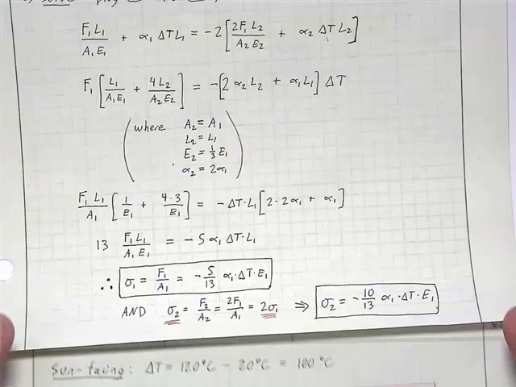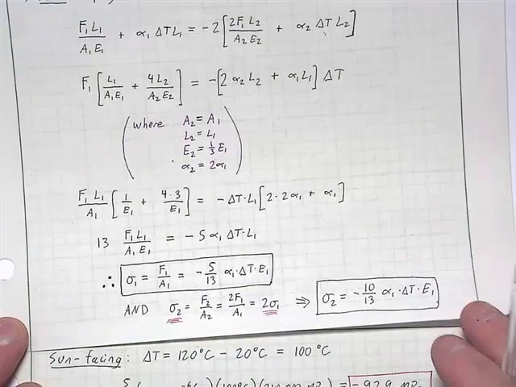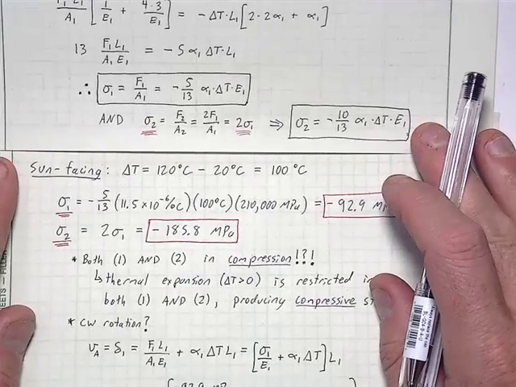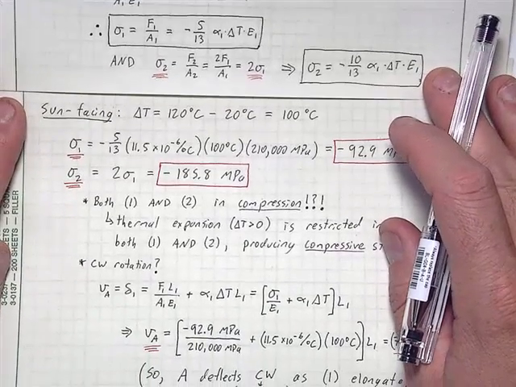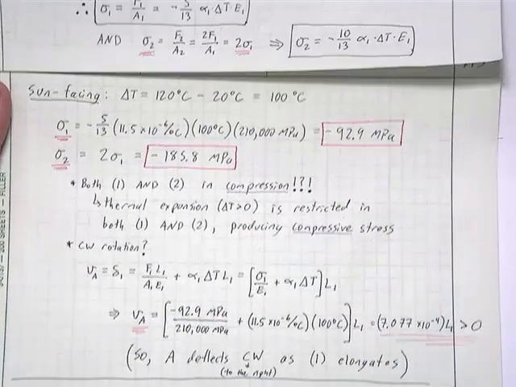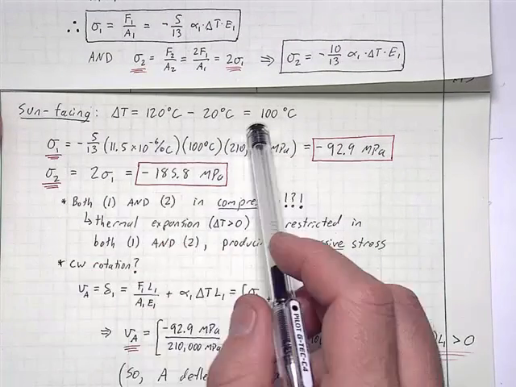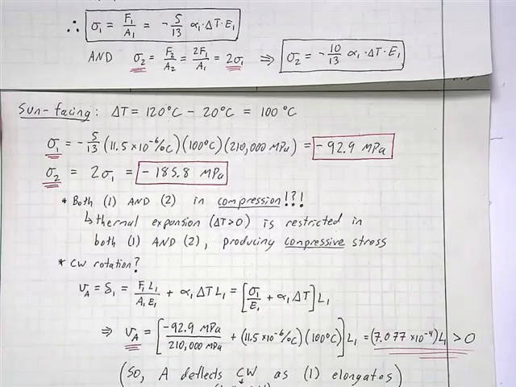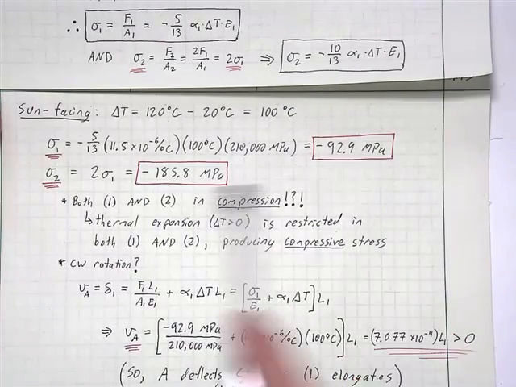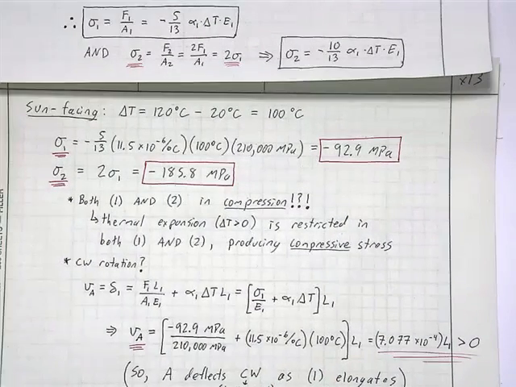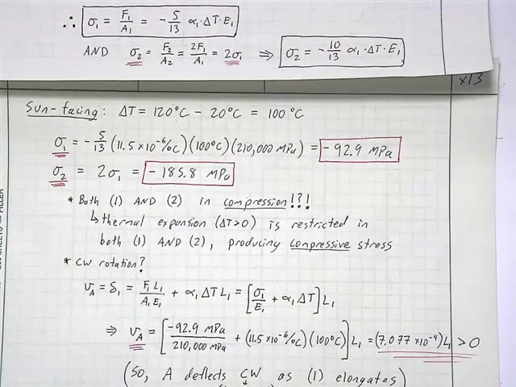And they're kind of short expressions, right? A lot of work to get here, but they're relatively short expressions. So on the sun-facing side, the answers come quick, but then I have a little bit of discussion about it here. Our temperature change, we went from 20 degrees Celsius to 120 degrees Celsius, so it's a 100 degrees Celsius change. Plug all that in, we find a normal stress in 1 of minus 92.9 megapascals, and a normal stress in 2 of twice that much, so 185.8 megapascals.